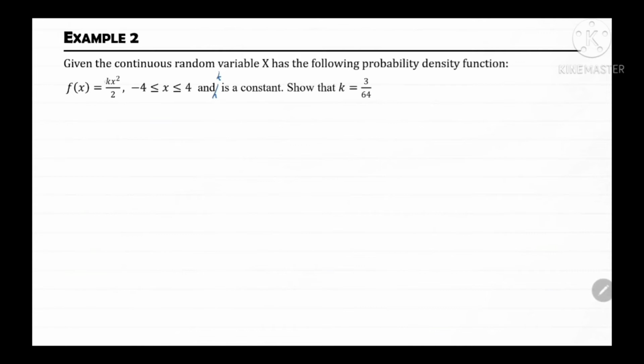So k is in the function, and we know that since x is a random variable, total probability must equal 1. Total probability from negative 4 to 4 of kx squared over 2 dx must equal 1. Then integrate. k over 2 is a constant, integral from negative 4 to 4 of x squared dx equals 1. k over 2 times x cubed over 3, from negative 4 to 4, equals 1. k, 2 times 3 is 6.